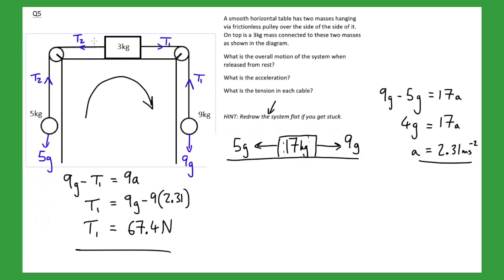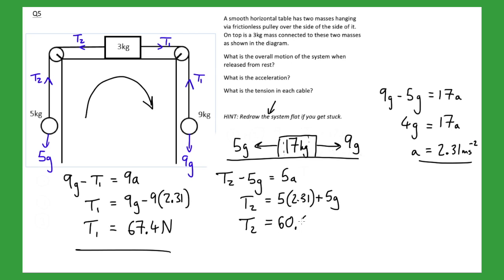For T2, we could choose the 3 kilogram particle. Let's choose the 5 kilogram one instead, and then use the 3 to check. So for this one, T2, or second tension, minus 5g equals 5a. So T2 is going to equal 5 times 2.31 plus 5g. So our second tension, T2, equals 60.6 newtons.